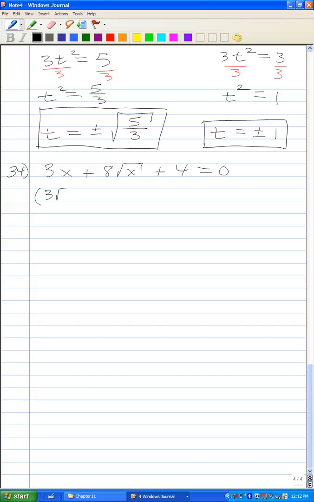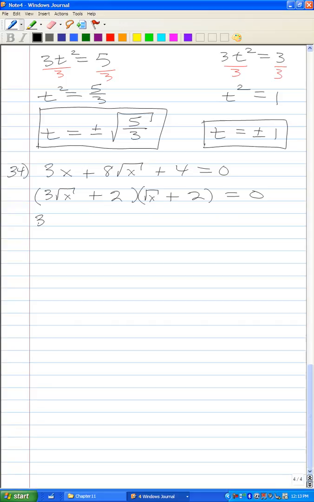So I can actually factor this as 3 radical x plus 2 times radical x plus 2. And let's see if I factor it correctly. 3 radical x times radical x is 3x. 3 radical x times 2 is 6 radical x. 2 times radical x is 2 radical x. So 2 rad x plus 6 rad x is 8 rad x. 2 times 2 is 4. So it factored correctly.